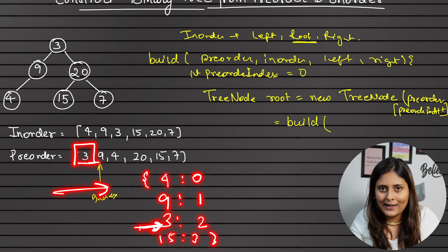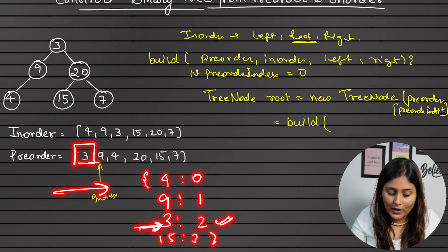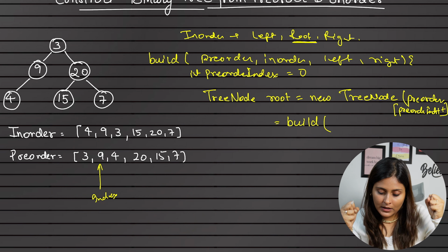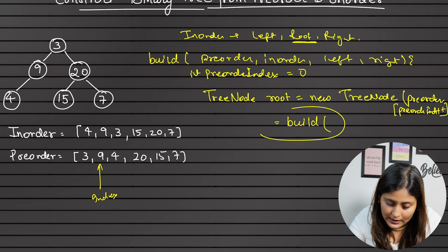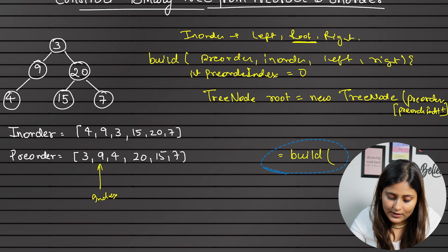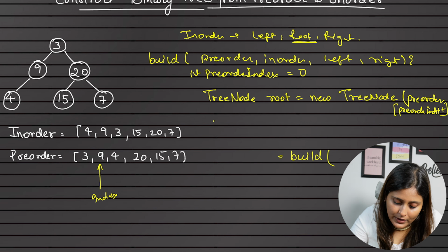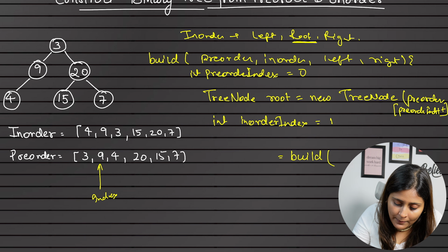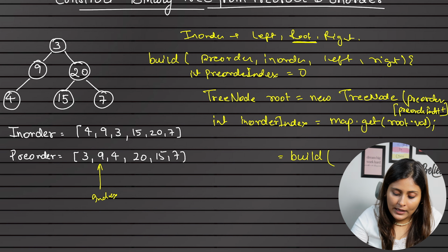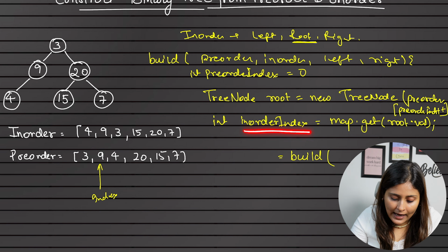So in just O(1) time complexity we'll get the index 2. Okay, so we have to get that. But before calling this build function we have to check the in-order index. So we'll get an int, because it is an in-order index, so let's say inOrderIndex. And how to get it, from the map we have to call map.get with root.value, which is 3. Now inOrderIndex will have 3.